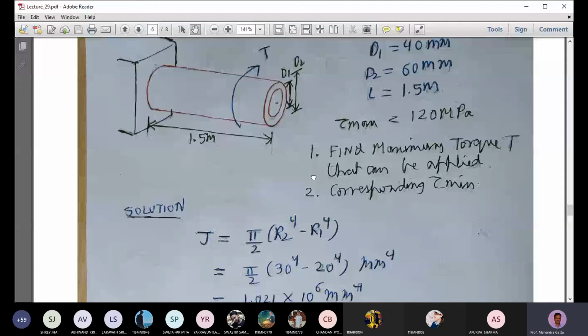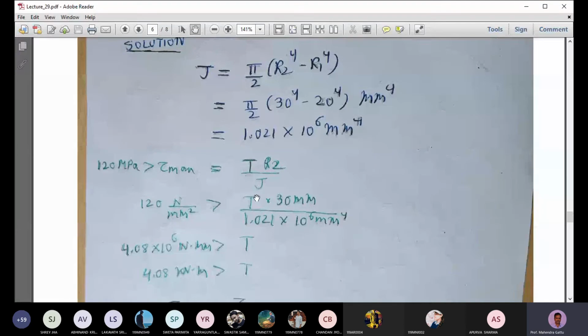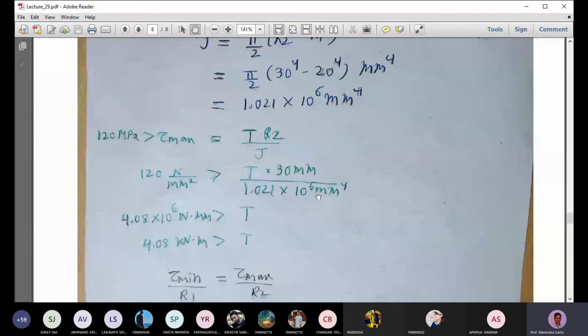So the tau max is T R2 by J. That is the maximum shear stress we will develop on the outermost circle. And there is a limit that tau max should be less than 120 megapascal, and that is equal to T R2 by J. So we can find what is the maximum torque we can apply by substituting the numbers here. 1 megapascal is 1 Newton per millimeter square, and T we don't know. R2 is 30 millimeters, J is 1.02 into 10 power 6 millimeter power 4.